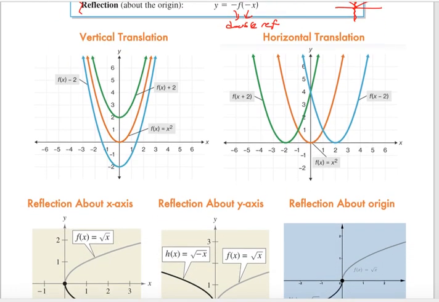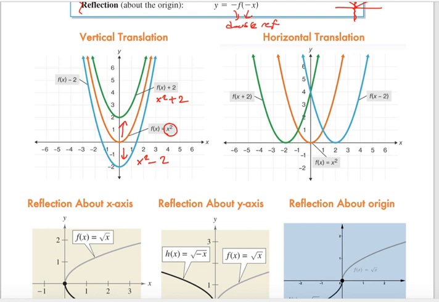Okay, vertical translation. Let's say this is our original function, f of x equals x squared. If we move this 2 units up, it becomes x squared plus 2. If we move this 2 units down, it becomes x squared minus 2. The change is outside because the translation is vertical.